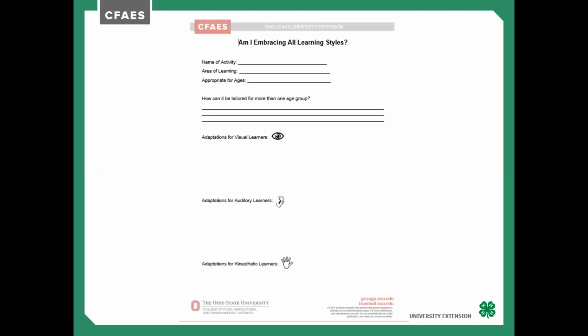So Alisha and I have developed this worksheet, and this is something that you can utilize at meetings or different events to make sure that you're embracing all learning styles of your members. So take this time now to write down the name of your activity, the area of learning, what ages this activity may be appropriate for, or how this can be tailored for more than one age group. And then think about different adaptations for each type of learner, whether it be visual, auditory, or kinesthetic. So take a moment to jot down some notes.